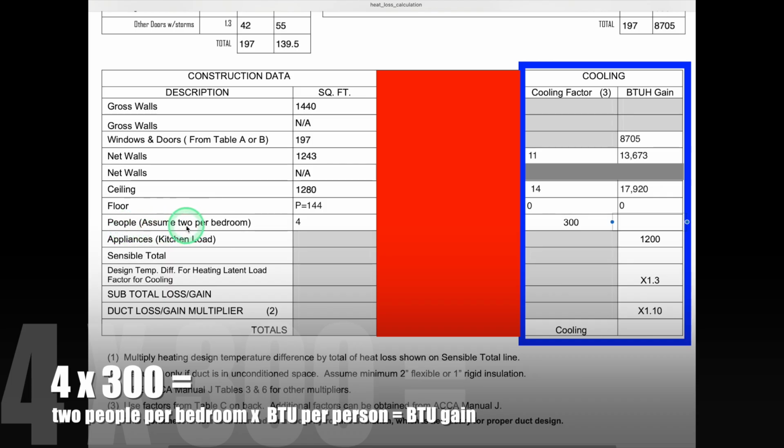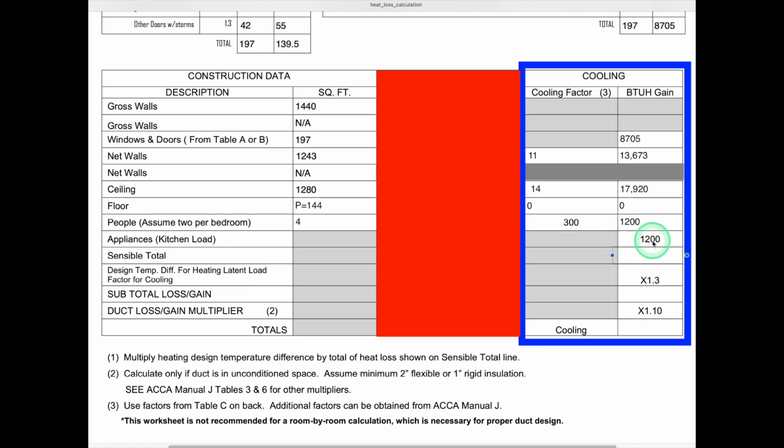And we have 4 people. People assume 2 people per bedroom. So this one, I believe we said it was a 2-bedroom. 4 people times 300 equals 1,200 BTUs for 4 people. And this one here is a given. It's appliance kitchen load. So all your appliances, your refrigerator, your microwave that you have in your kitchen, it's roughly 1,200 BTUs that we're adding from those appliances.